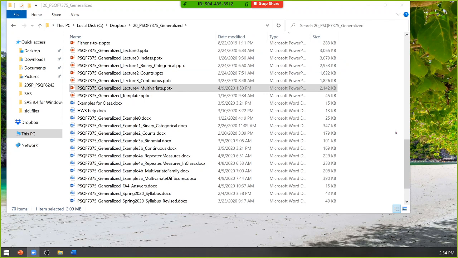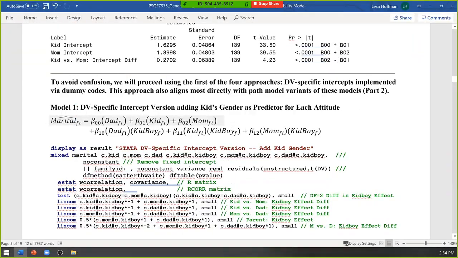All right, let me find my Word document again. I'm still getting used to this 2-monitor thing. Not a big fan, but I'm making it work. Okay, there we go.